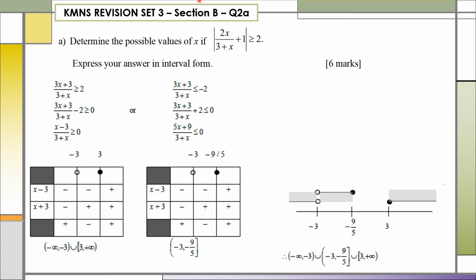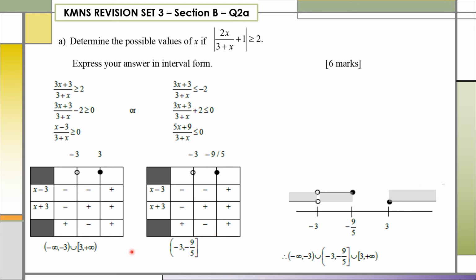Okay, and we have 3x plus 3 over 3 plus x. How do I get this? Not like the question, we just equate the denominator that we have inside here. It's easier for us to do it when we equate the denominator. So I get something like this, and then using the table of sign, we get the solution for the first inequality. And we have 5x plus 9 over 3 plus x less than or equals to 0. We use the table of sign again to get the values of the solution.